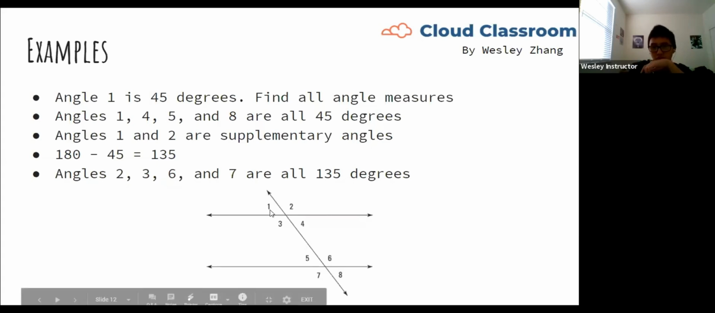So remember, these are vertical angles here. There are supplementary angles here also. So that's how we know.